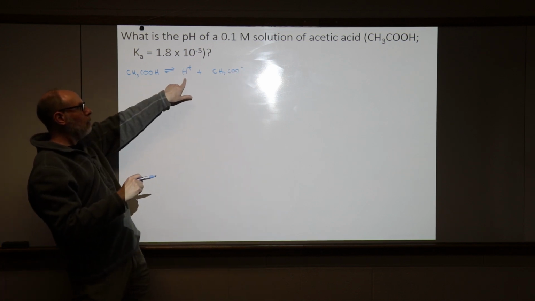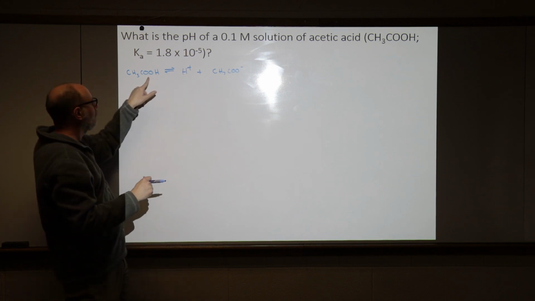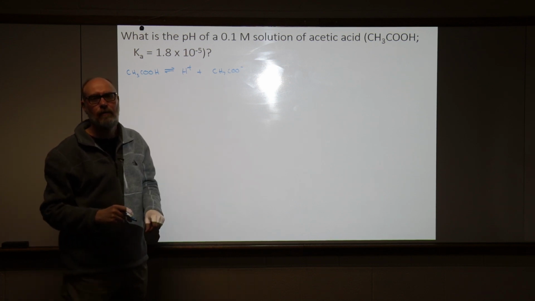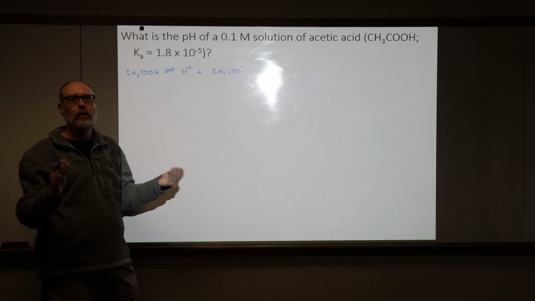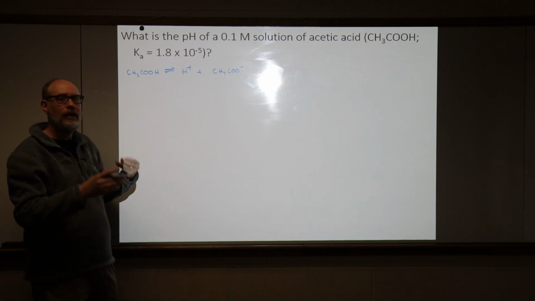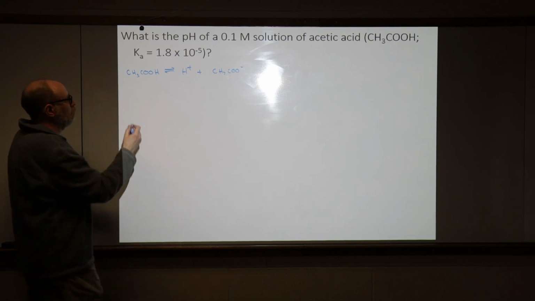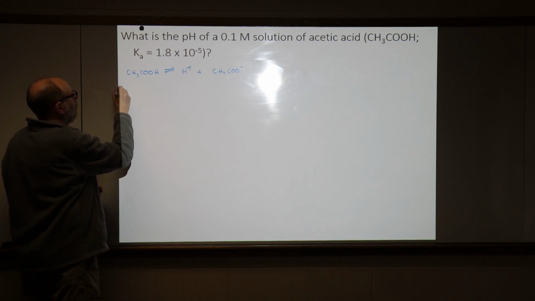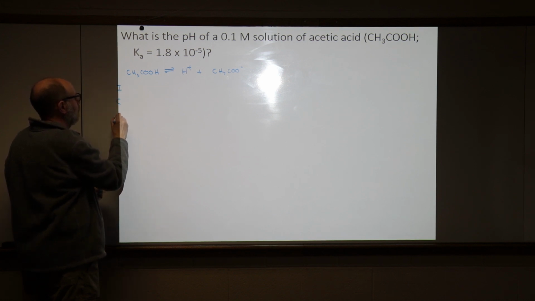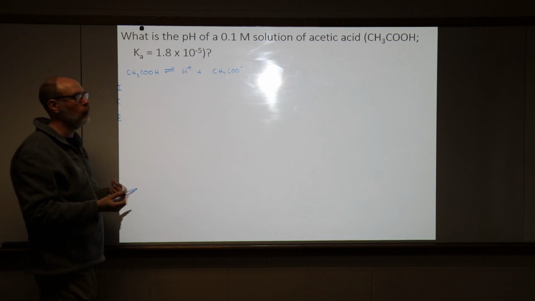Acetic acid gives up a proton, becomes acetate. Acid, conjugate base. Alright, so far so good. We've got the balanced chemical equation. Next step, we need to write our ice table. I, C, E, initial change equilibrium.